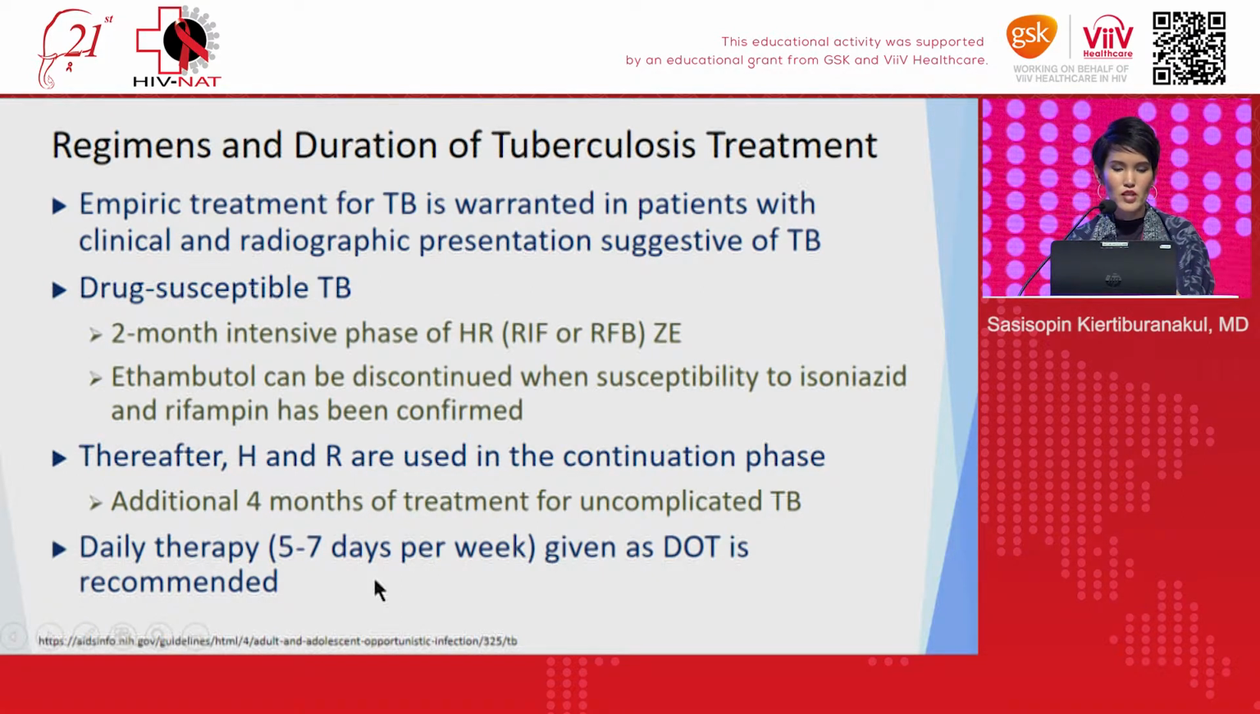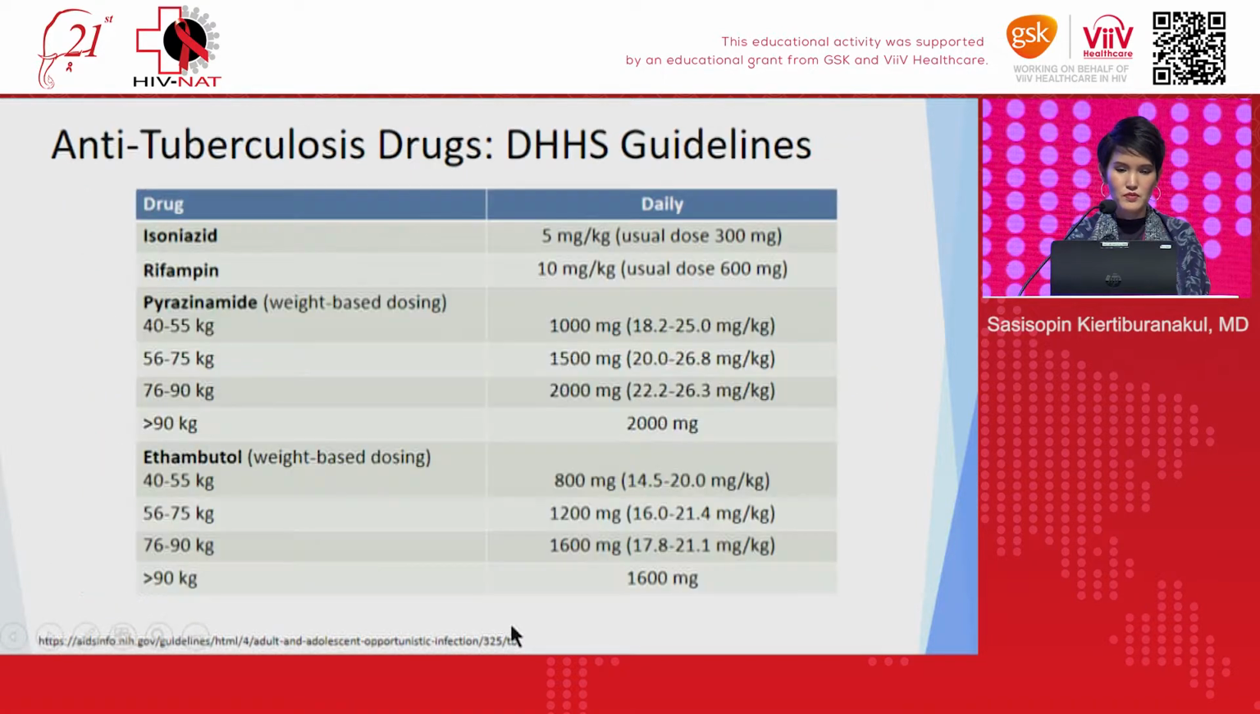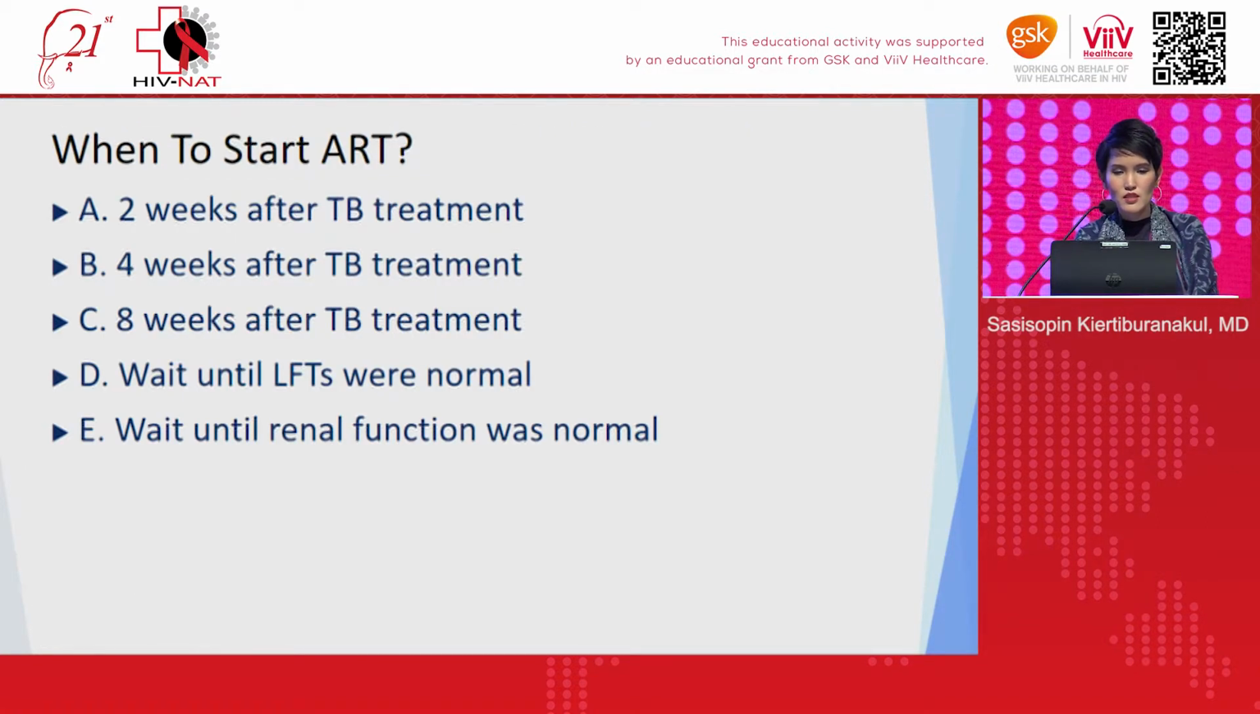And we still encourage daily therapy, maybe ranging from 5 to 7 days per week, with DOTS recommended. So this is just a brief look at the dose regimen for the anti-tuberculosis drugs. We need to calculate exactly the doses of pyrazinamide and ethambutol according to this table. So the next question is when to start ART in these patients.